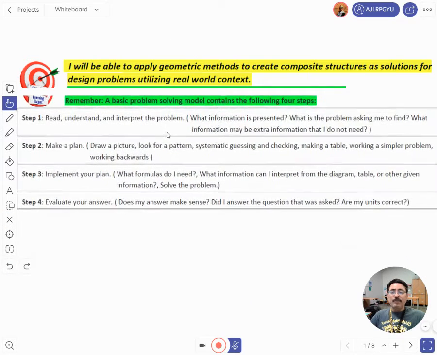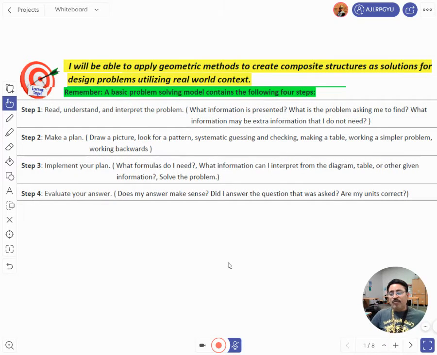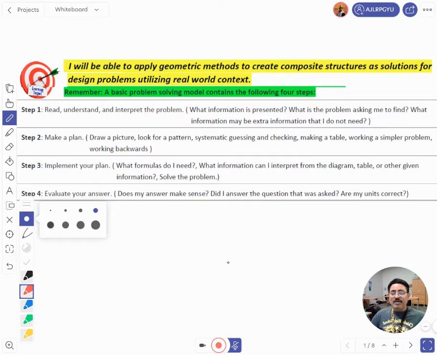As I mentioned in the previous sessions, please remember that there are four crucial steps. The first one is read, understand. Read the question, understand, and interpret the problem. That means what information is presented. This is what you have to check. What is the problem asking you to find? What information may be extra information which is not required for you to solve the problem, and so on.